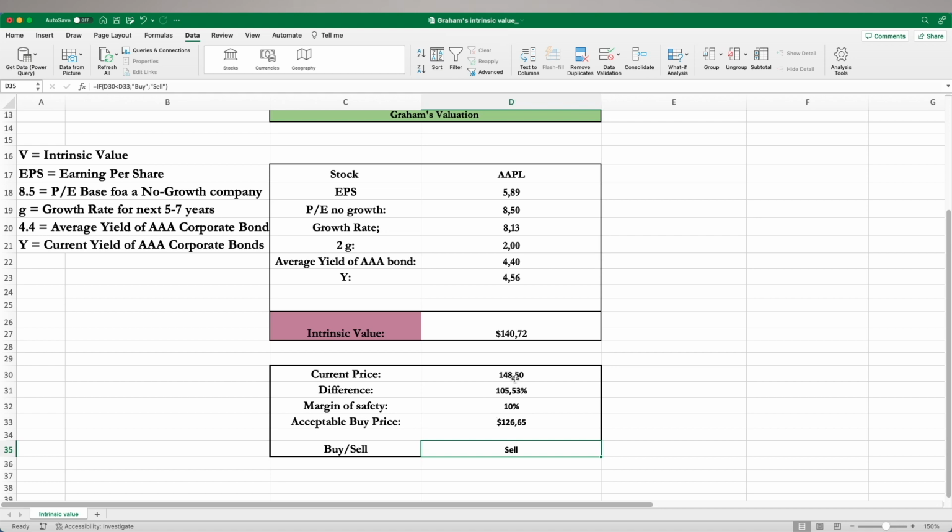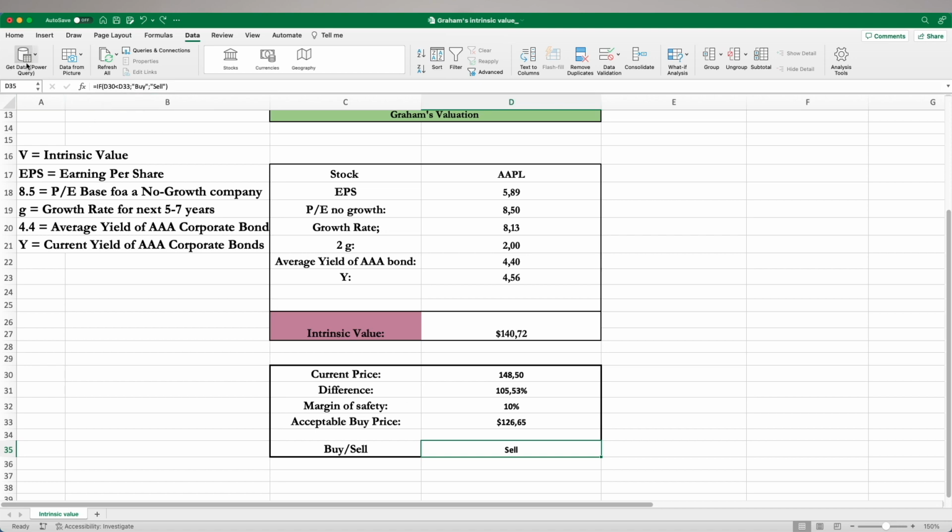So the formula is telling you to sell this stock and you should not buy, because this is not where the price is. For example, if the price goes down to 126, you will see that this changes back to buy, because your acceptable price is also 126. I'm just going to put the original price of 148 back, and this formula tells you that if the current price is less than the acceptable price, it will tell you to buy, otherwise it will say sell.